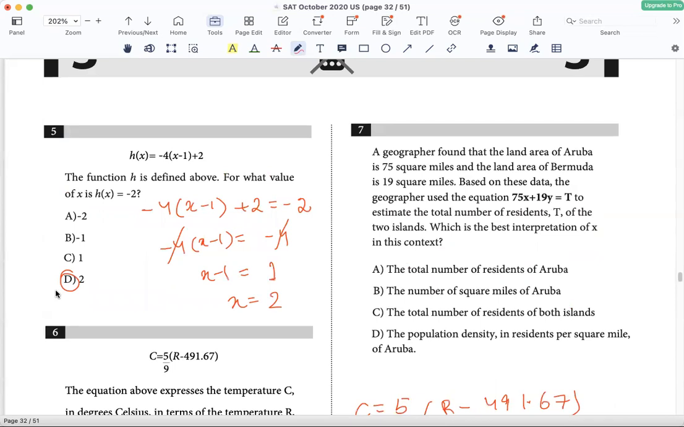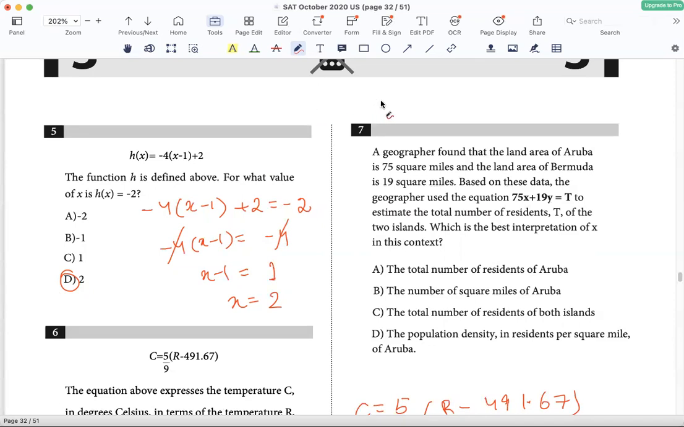A geographer found that the land area of Aruba is 75 square miles and the land area of Bermuda is 19 square miles. Based on these data, the geographer used the equation 75x plus 19y is t to estimate the total number of residents of the two islands. What is the best interpretation of x in this context?